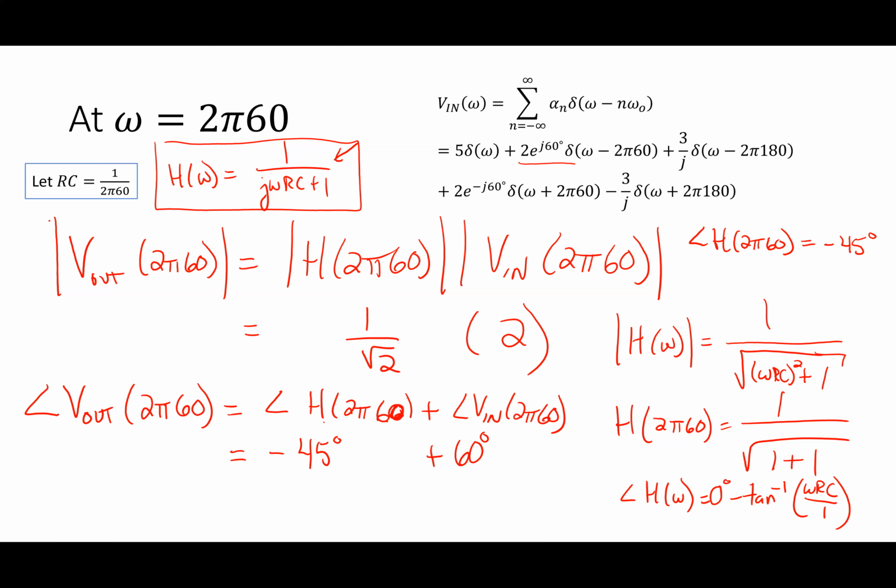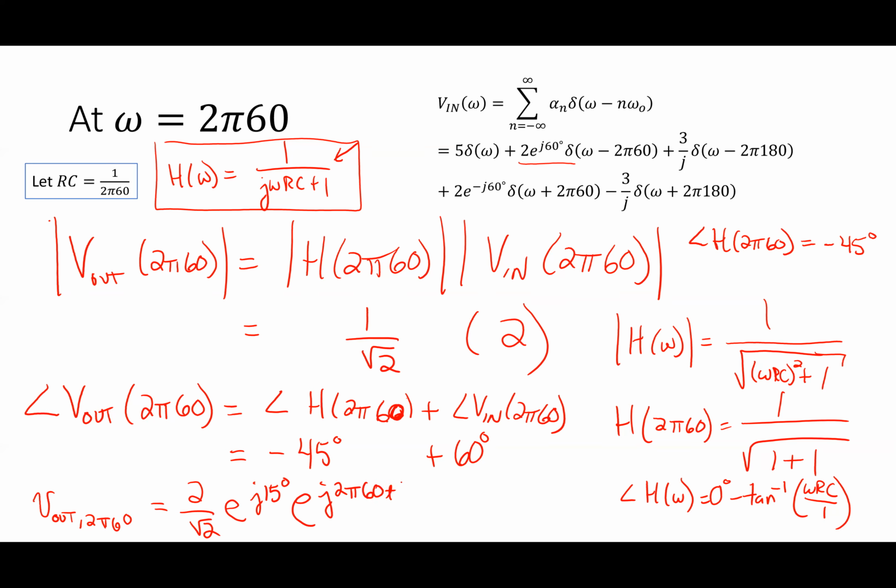So from that, I can say right off the bat, the V out at 2 pi 60 tells me how I can figure out the complex exponential at that point. The complex exponential would be 2 over square root of 2 times e to the j, so 60 minus 45 is what? 15. So e to the j 15 degrees, and it happens at a frequency of 2 pi 60t.